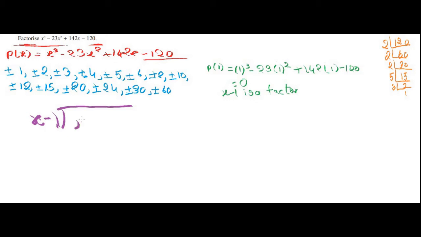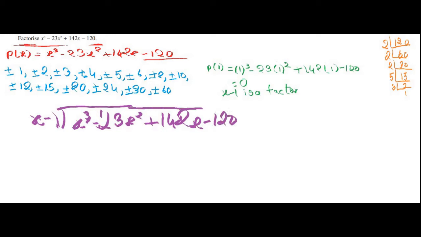So what is the term? x cube minus 23x square plus 142x minus 120. So we have to do long division for it. You might already know how to do long division, otherwise let's do it together. Do it with me. So first we have the term x cube.